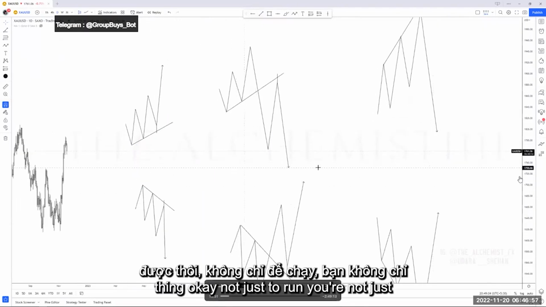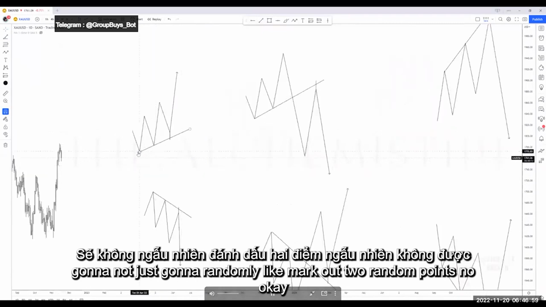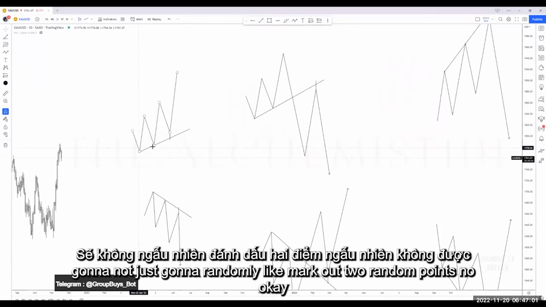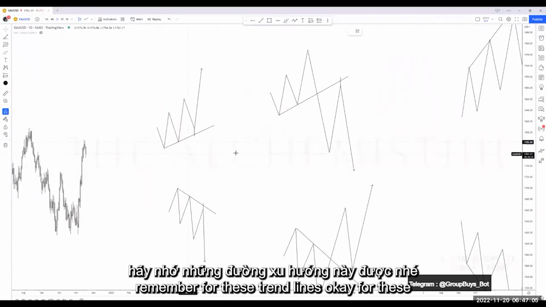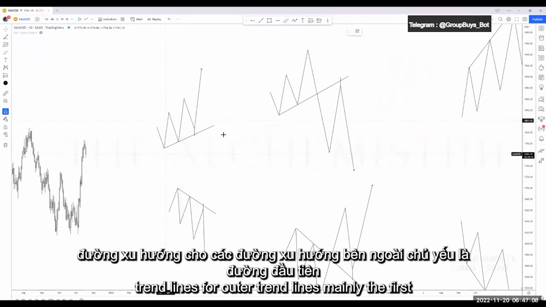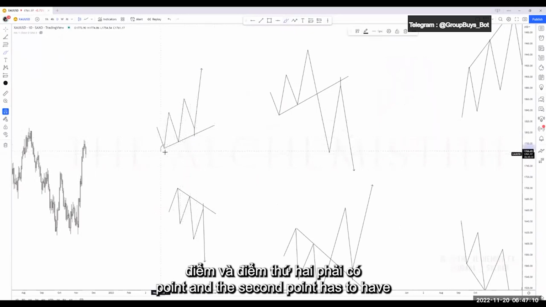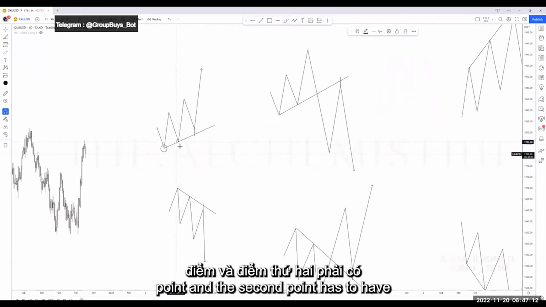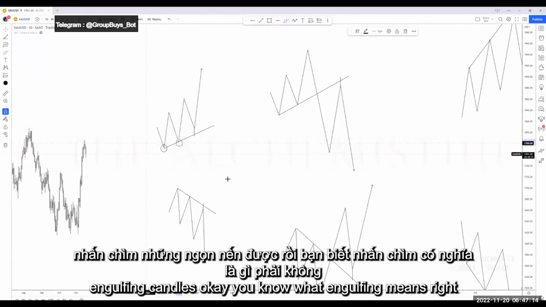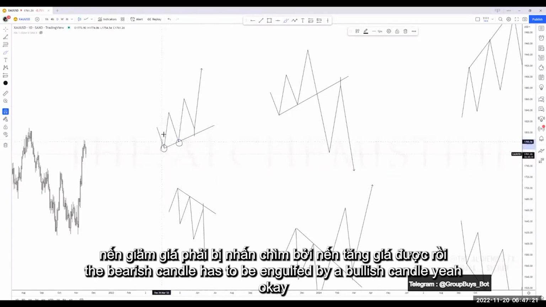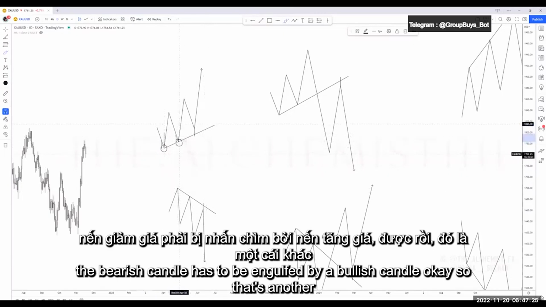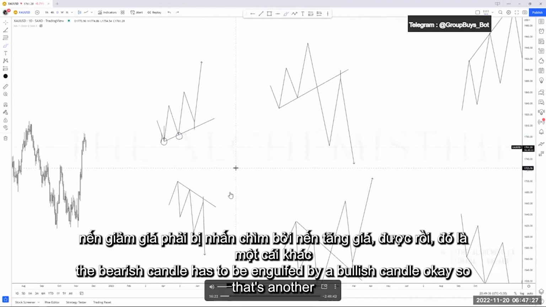And another thing, you're not just gonna randomly mark out two random points. No. Remember, for outer trend lines mainly, the first point and the second point have to have engulfing candles. You know what engulfing means, right? Since this is a bullish move, the bearish candle has to be engulfed by a bullish candle. Okay, so that's another thing.